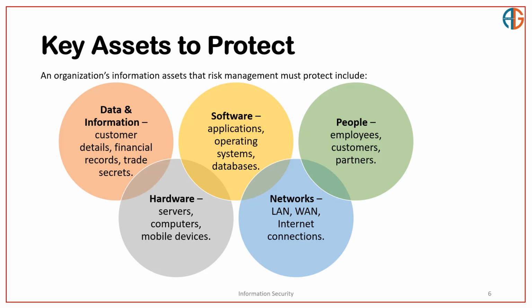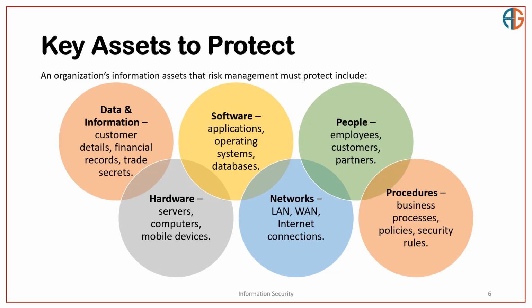Another one more thing is the procedures. What business processes are happening inside the organization, what policies they have, and what security rules they are following. These things should also be protected. So these are the 6 major things which have to be protected in an organization from risk: data and information, hardware, software, networks, people, and the procedures.